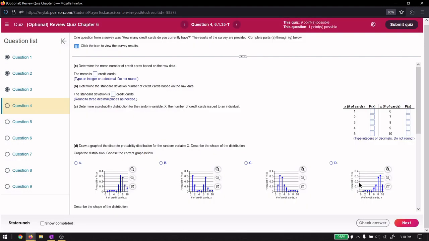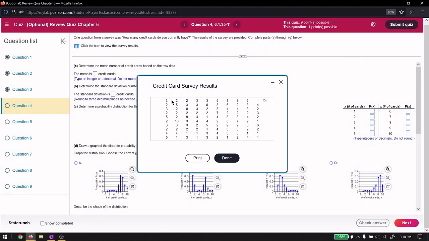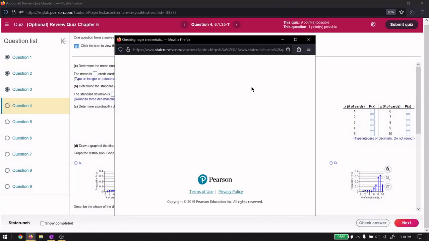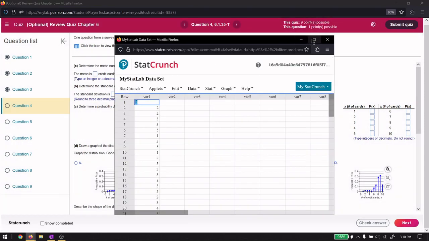Okay, how many credit cards do you currently have? And here is the data. We actually have here 100 values, and it wants us to find the mean and standard deviation of this data. Now you could of course do it by hand, but this is so many numbers, there's no reason to do that. Let's use StatCrunch to do that.